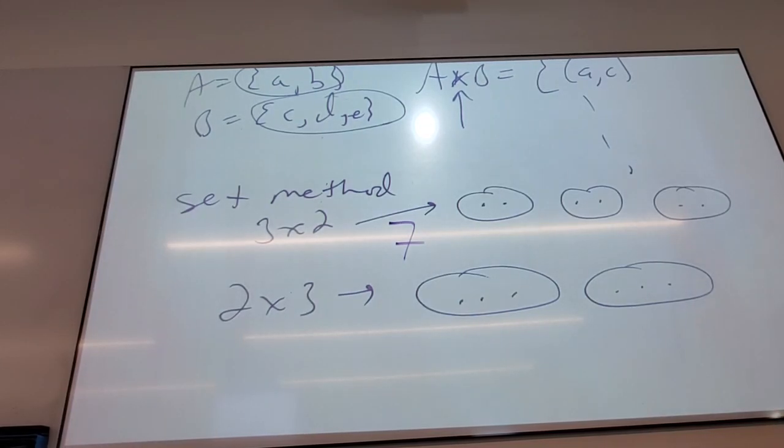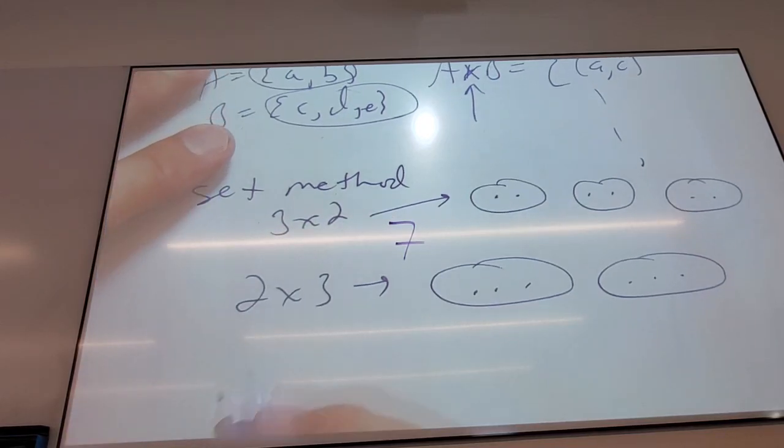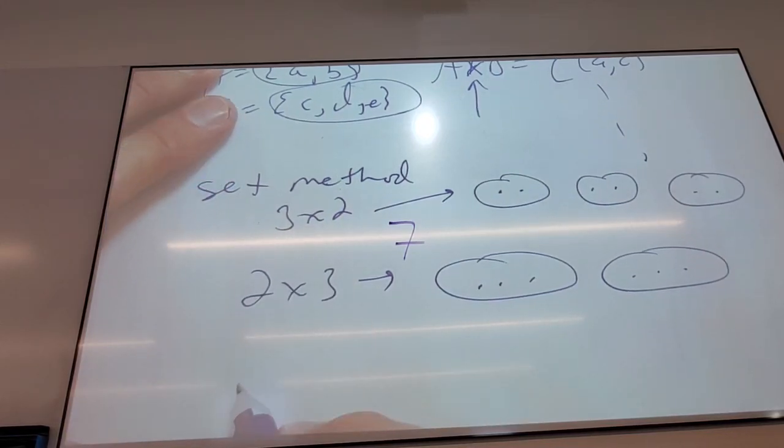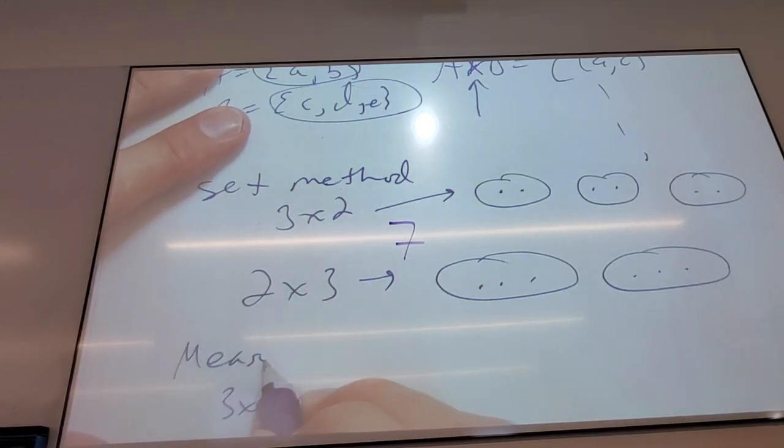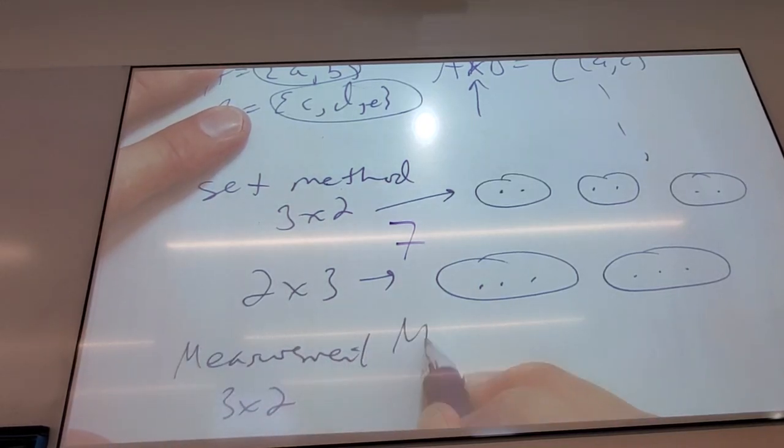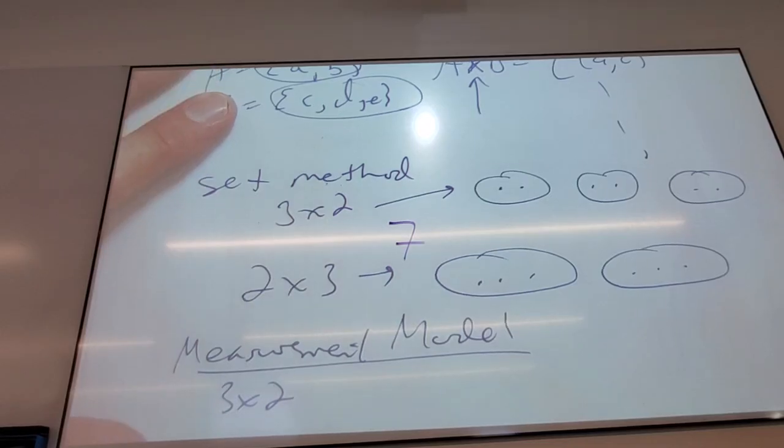How would I do this? How do you think I would do 3 times 2, coming back to 3 times 2 with the measurement model? What was the measurement model again?